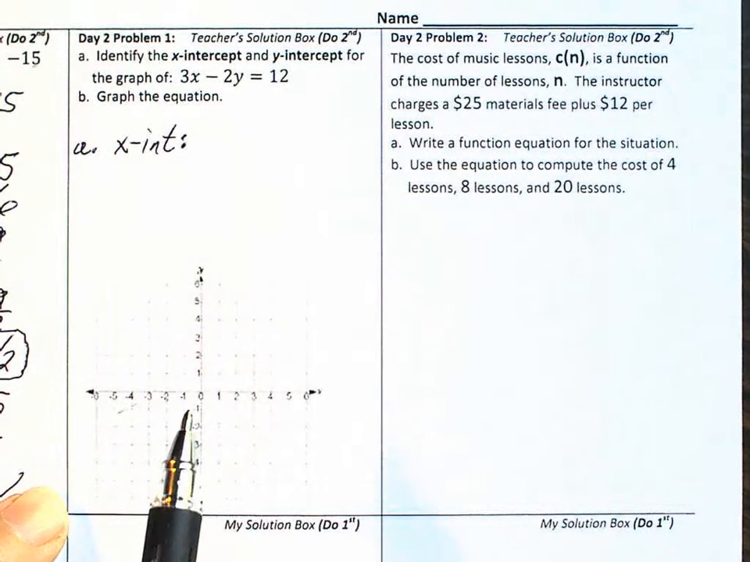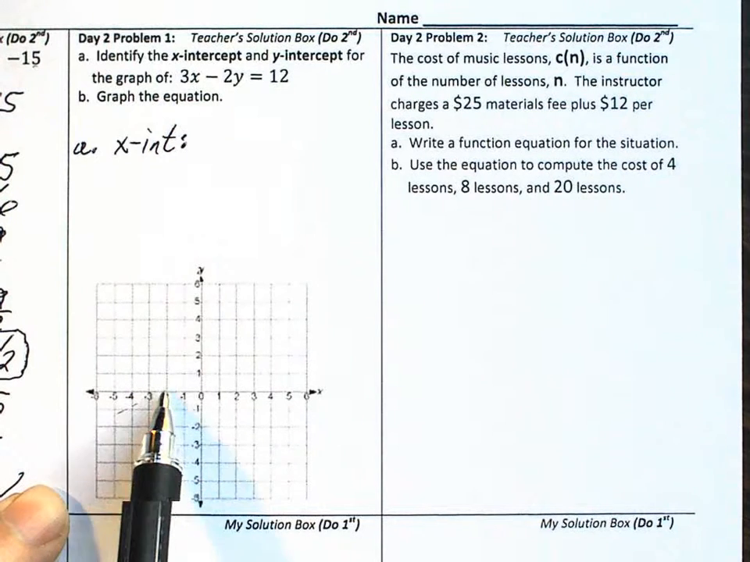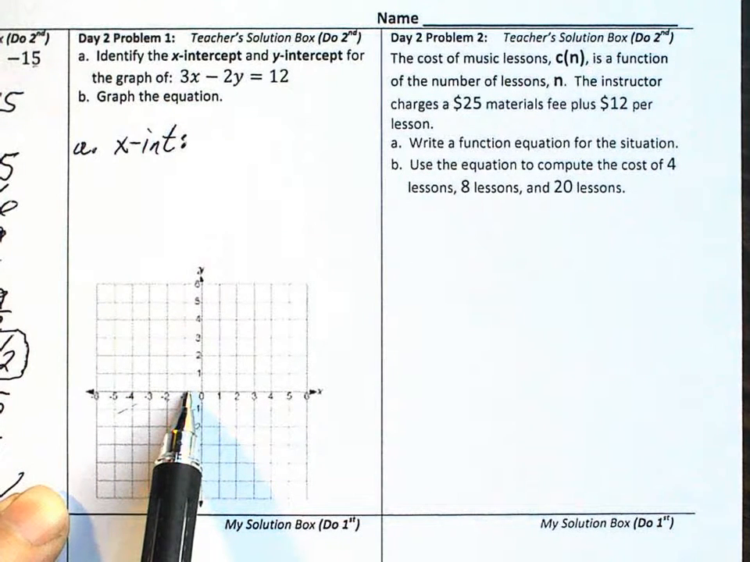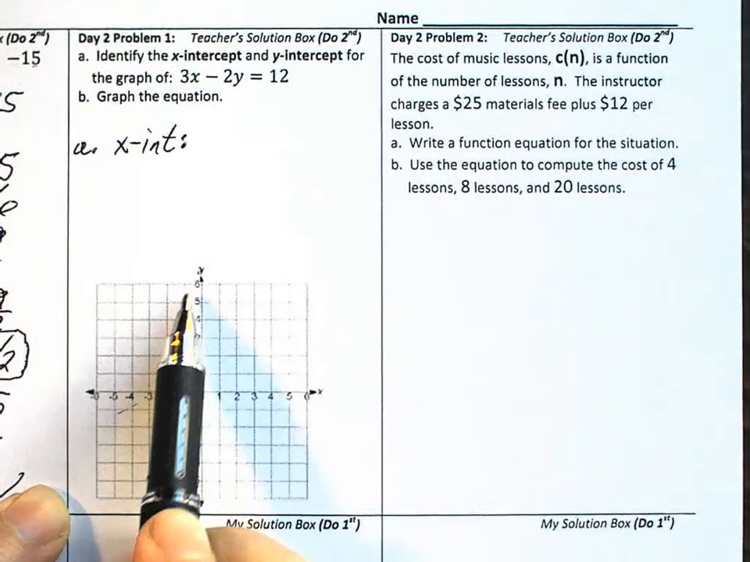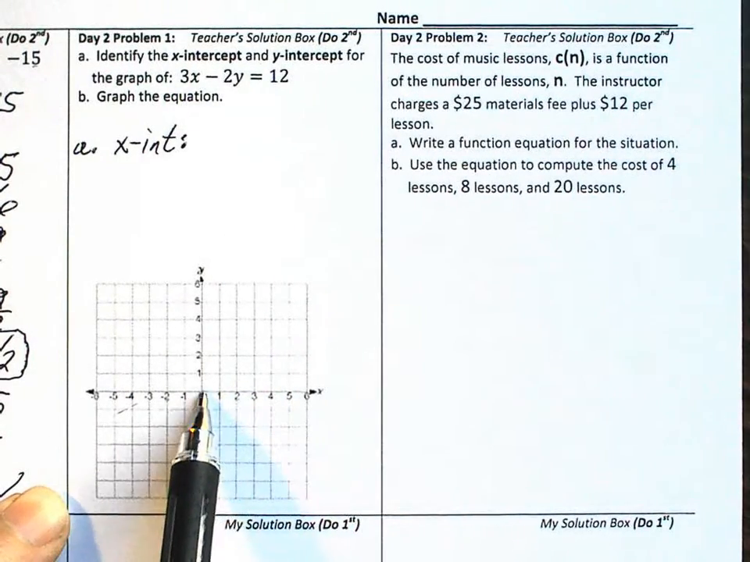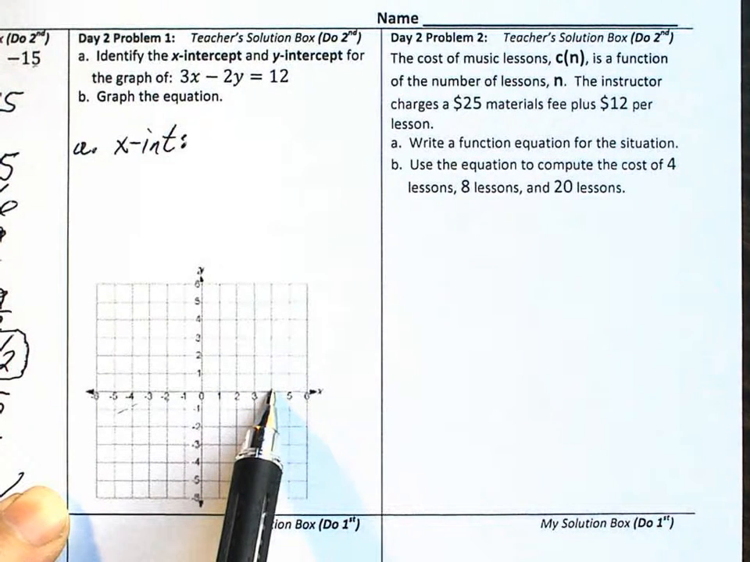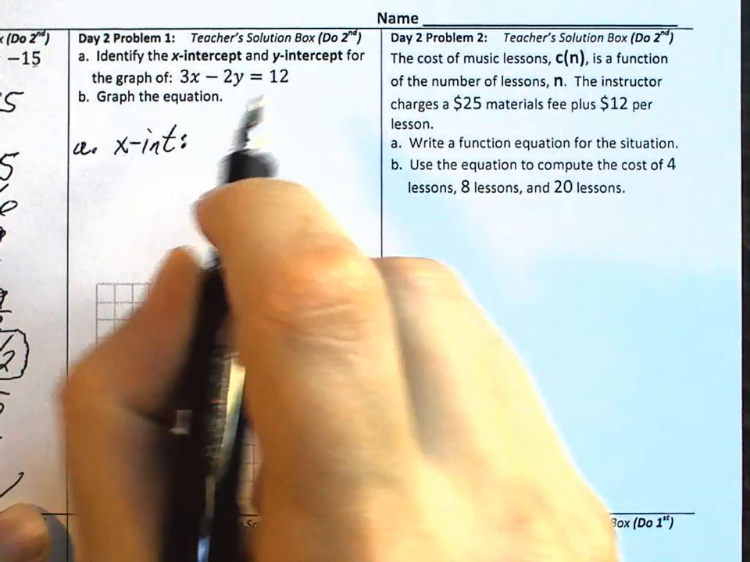To find this, we just need to realize that any dot that's on the x-axis will have a y-coordinate of 0. Because you don't move up or down on the y-axis at all. If a dot is on the x-axis, you move over to the dot, but then you go up 0 or down 0, however you want to think of it. That means the y-coordinate of any dot on the x-axis is 0. And we could make use of that fact to figure out the x-intercept.